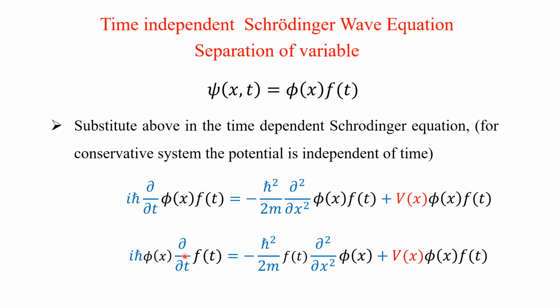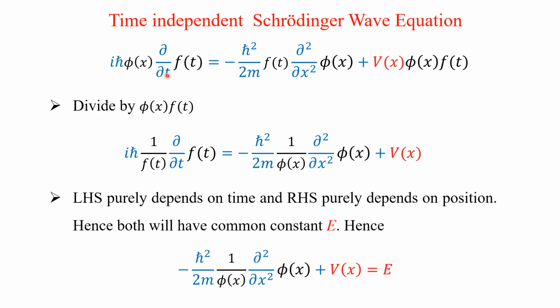So delta over delta t of f(t) will become the left side. In the right hand side, the first term is a second order position derivative. So only psi is a function of x, so you can bring f(t) in front of this derivative. So you will get ultimately this expression. Then we will reduce this expression further. So we got this expression finally.